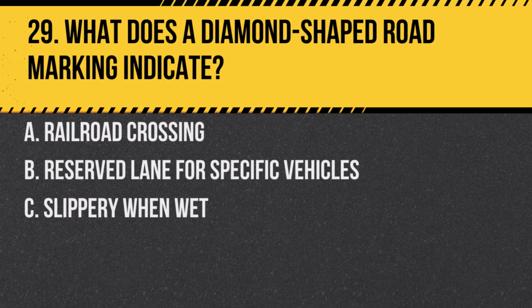Question 29. What does a diamond-shaped road marking indicate? A. Railroad crossing. B. Reserved lane for specific vehicles. C. Slippery when wet. Answer: B. Reserved lane for specific vehicles. This marking is often used for bus or HOV lanes.